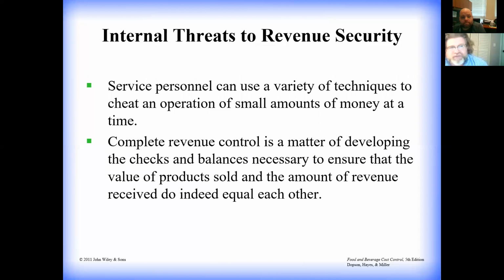So, internal threats: things that your servers and your cooks are going to do. There are a lot of different ways that money disappears at a restaurant. On a later slide, we'll go through some of the examples, like using the same check twice, or not ringing things up and collecting money. It's a lot easier to do these things with cash than it is with credit cards. But even with credit cards, there are ways that your employees can discover to try and steal money, for lack of a better way to describe it.